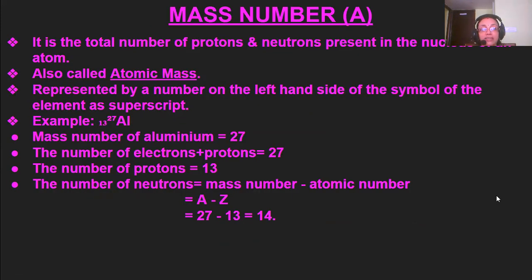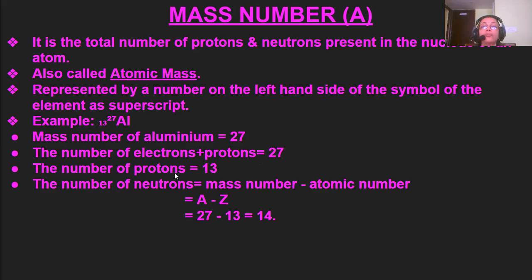Next we come to the mass number. Mass number is the total number of protons plus neutrons, that is the total number of nucleons. Protons plus neutrons combined together form nucleons. So the total number of protons plus the total number of neutrons make the mass number, also called atomic mass. It is written on the left hand side of the symbol as a superscript. Here you can see 27 written as a superscript, so the mass number of aluminium is 27.